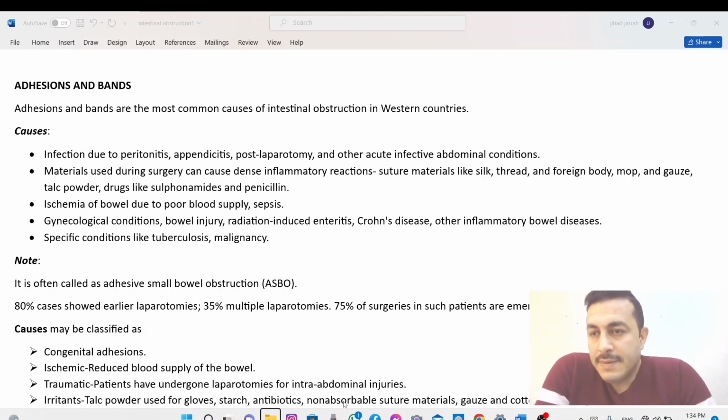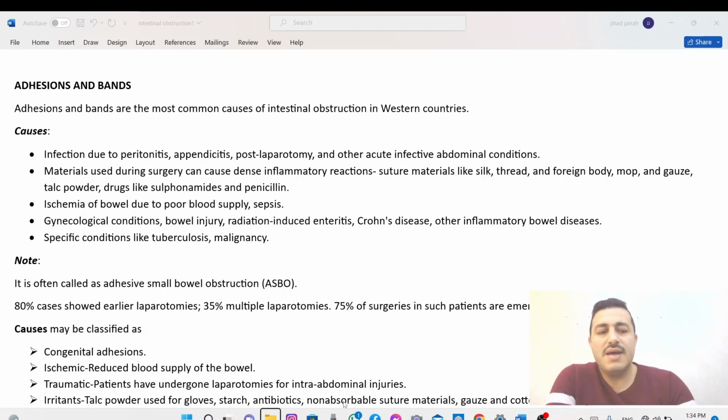Okay, dear colleagues, now we start the second part of this lecture, and we are going to discuss in detail some special considerations in intestinal obstruction, some special diagnoses or subjects. First we are going to talk about adhesions and bands. As we already mentioned, nowadays adhesions are becoming the most common cause of intestinal obstruction, particularly small bowel obstruction.